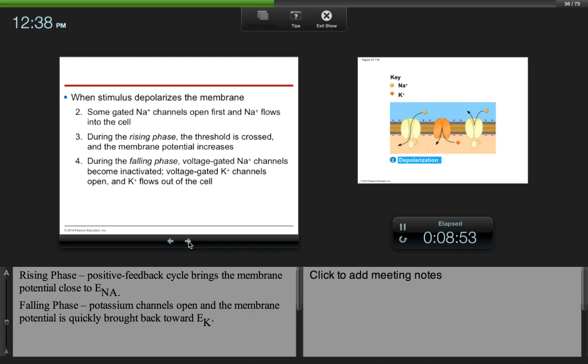Then you have a stimulus which will depolarize the membrane. Some gated sodium channels open first and sodium flows into the cell. During the rising phase, the threshold is crossed and the membrane potential increases. This is also called depolarization. During the falling phase, also called repolarization, voltage-gated sodium channels become inactivated. Voltage-gated potassium channels open, and potassium flows out of the cell.